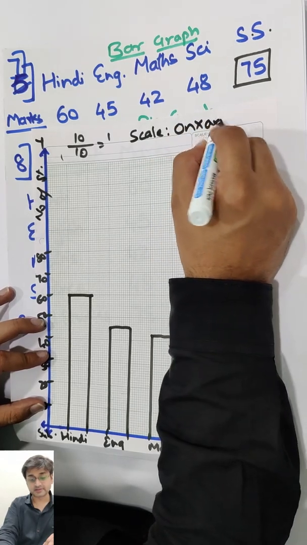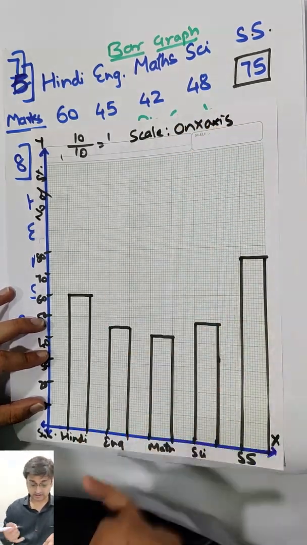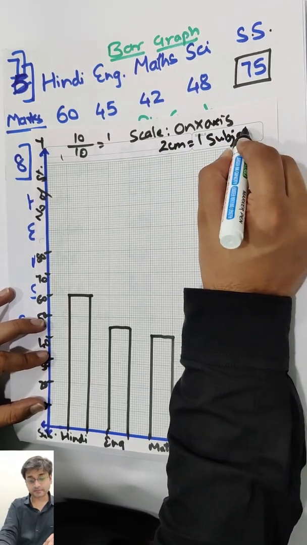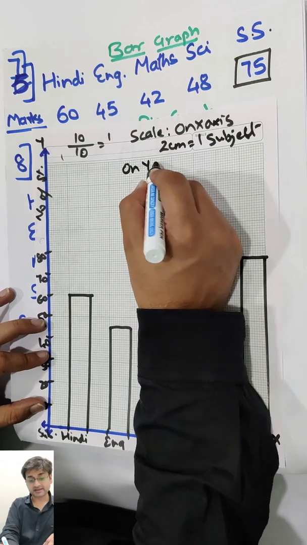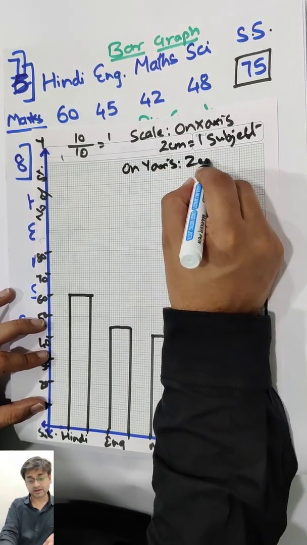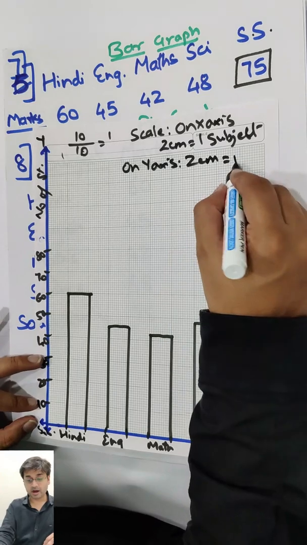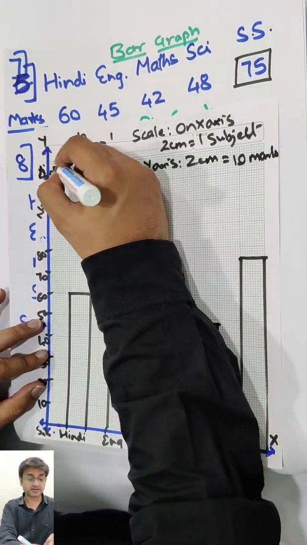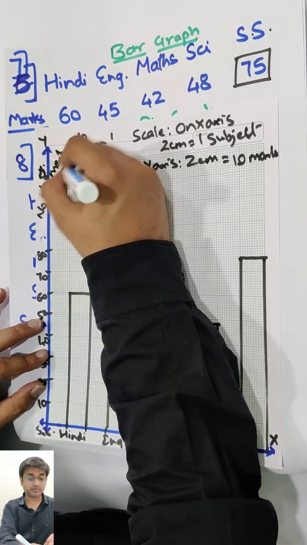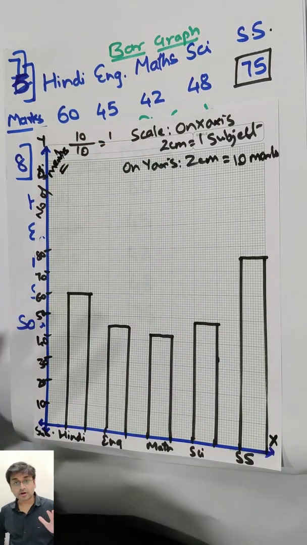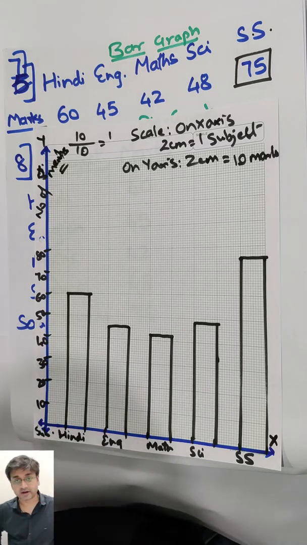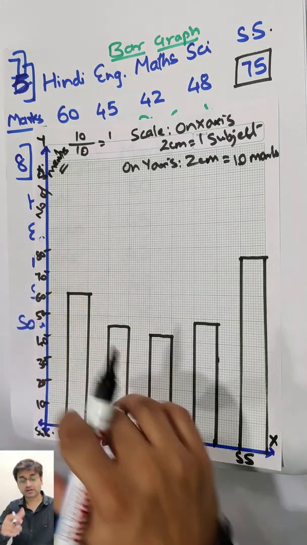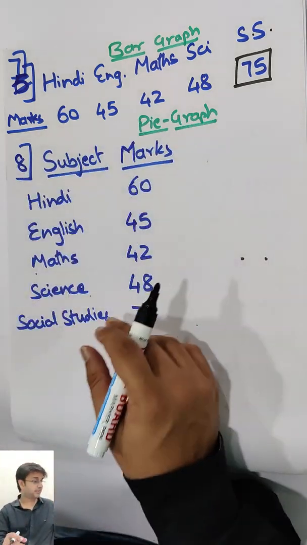So on x-axis 2 centimeter is equal to 1 subject, correct? And on y-axis 2 centimeter is equal to 10 marks, because these are marks, not number of students. I messed up over here. These are marks in percentage, okay? See, one mistake and you will lose marks. So I hope you are clear with all 4 parts to draw a bar graph, and most of you all will score full marks in the exam on bar graph, right? All the best. Let's go with the second part, the pie charts.